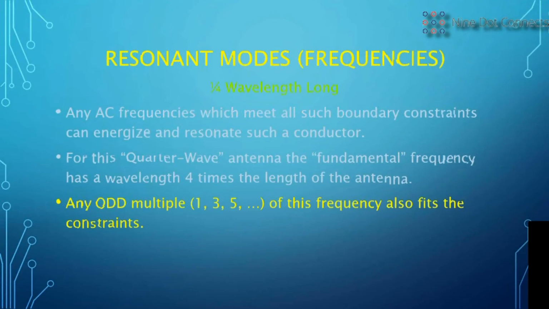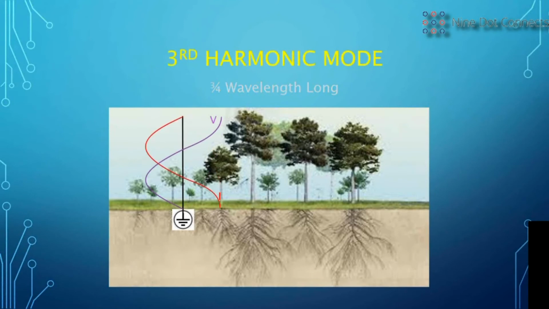Because that's a quarter of a full wave, we call it a quarter wavelength antenna. Same thing is true for a third harmonic mode, which we call a 3/4 wavelength antenna. It is still meeting the same criteria. The current is 0 at the top and high at the bottom, and the voltage is high at the top and 0 at the bottom. But now it goes through more of a wavelength because the frequency that is standing on it is higher.